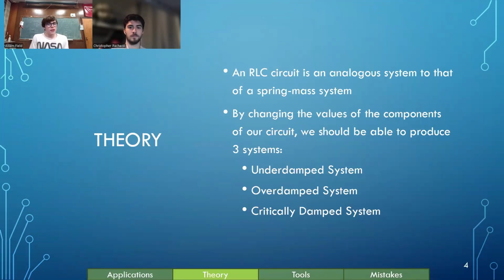So a little bit about the theory. RLC circuits are seen as analogous to a spring mass system or really any mechanical oscillator. They're the easiest electrical oscillator to create and understand. Basically, they consist of a resistor, an inductor, and a capacitor. That's what the RLC stands for. And by changing the resistance, capacitance, and inductance, we can get three types of systems out: an underdamped system, an overdamped system, and a critically damped system. We're going to get more into what that means now.